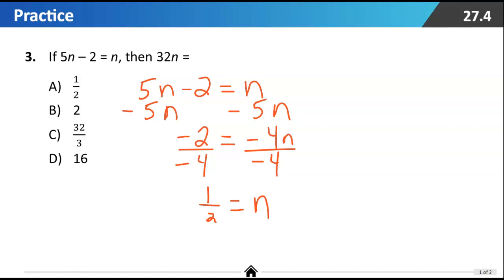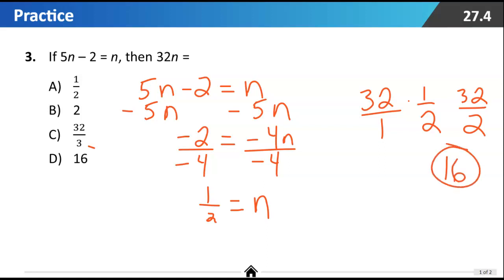Very tempting, once again, to take your answer and say that it is 1/2. However, we have to do 32 times 1/2. Well, we multiply fractions straight across, so 32 becomes 32 over 1. 32 times 1 is 32. 1 times 2 is 2. 32 divided by 2 is 16. And so our answer here is 16.